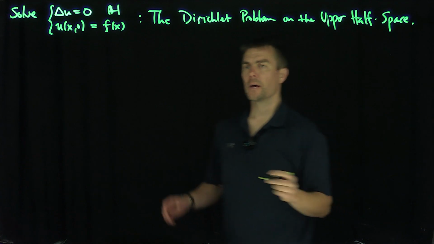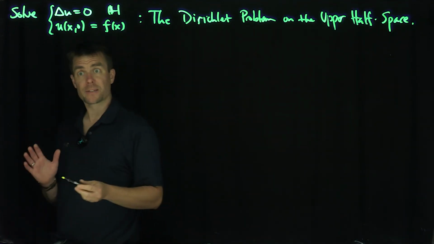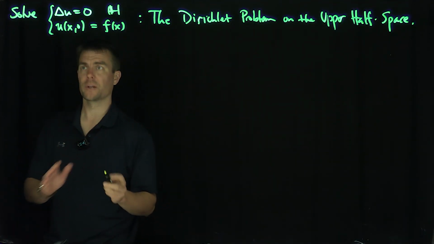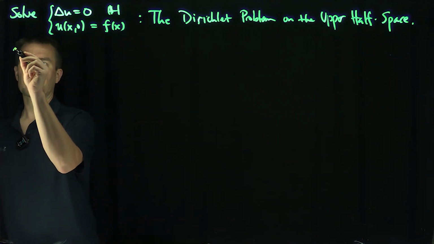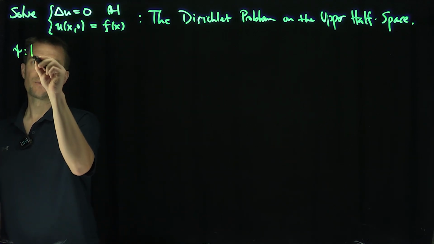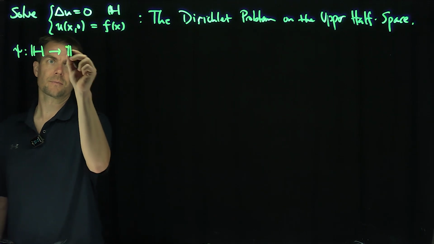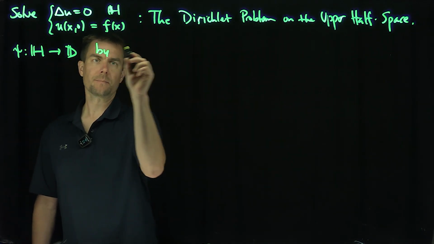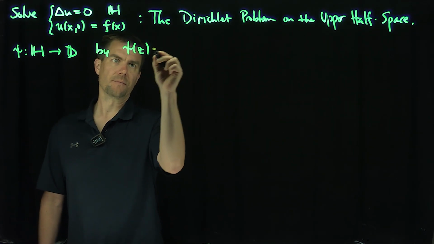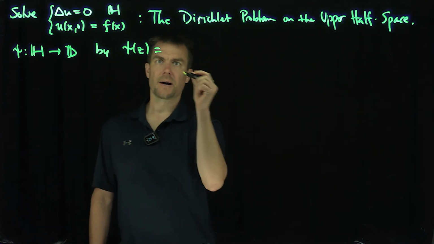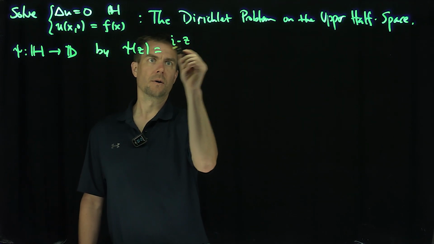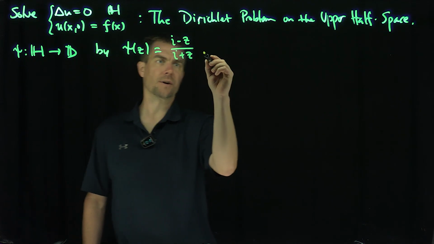Okay, excellent. And so what I'm going to do now is map this problem onto the disk, where I know what the Poisson integral formula is. So consider the mapping psi of z, which maps the upper half space onto the unit disk by the Cayley transform. Psi of z is equal to i minus z over i plus z, the Cayley transform.